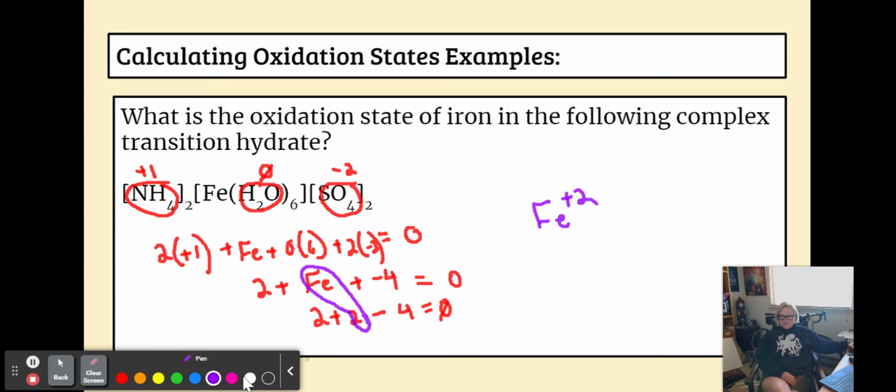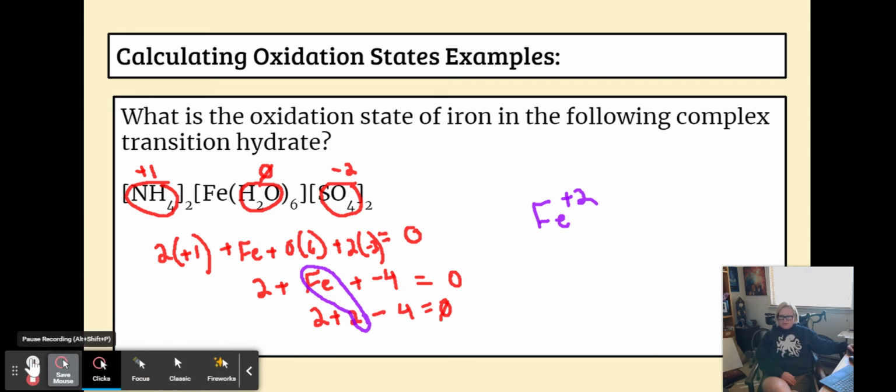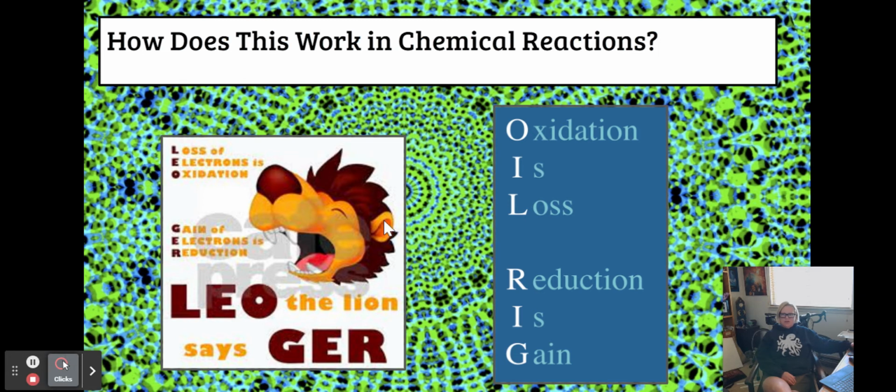So let's look at our next slide. So how does this work in chemical reactions? There are two little anagrams for you to remember how to identify what is oxidized in a chemical reaction and what is reduced in a chemical reaction.